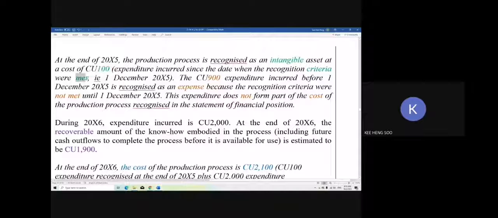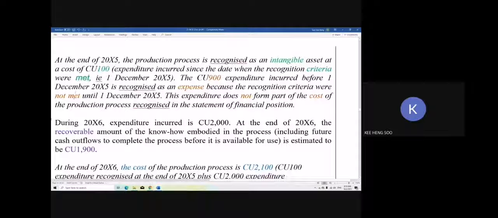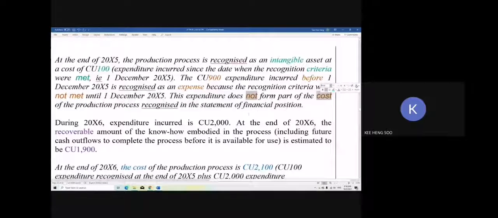It met the criteria. So the first 900 incurred before 1st December, recognize expenses because the criteria not yet met. So the 900 is not the cost. It's not the cost.